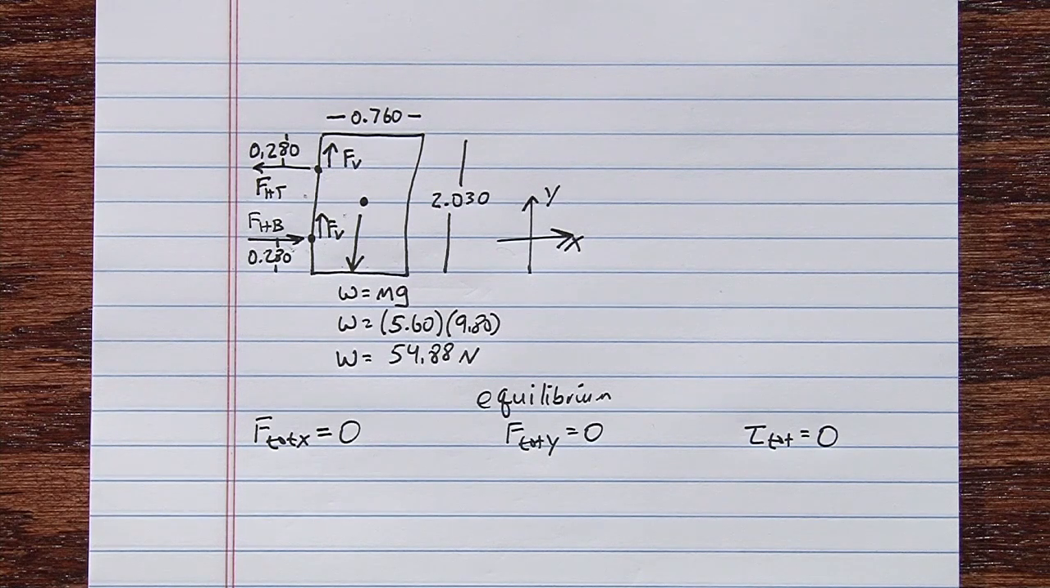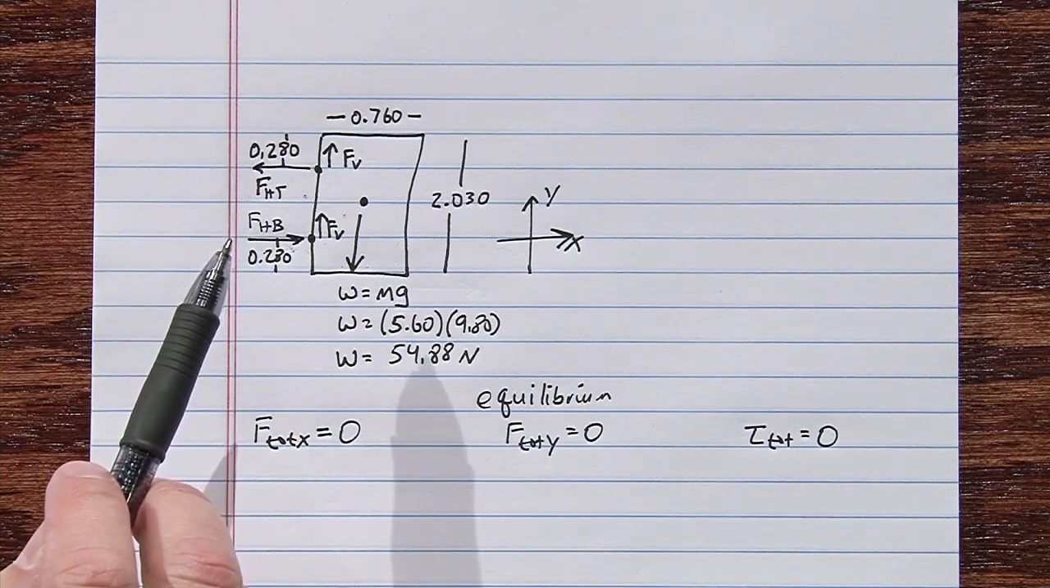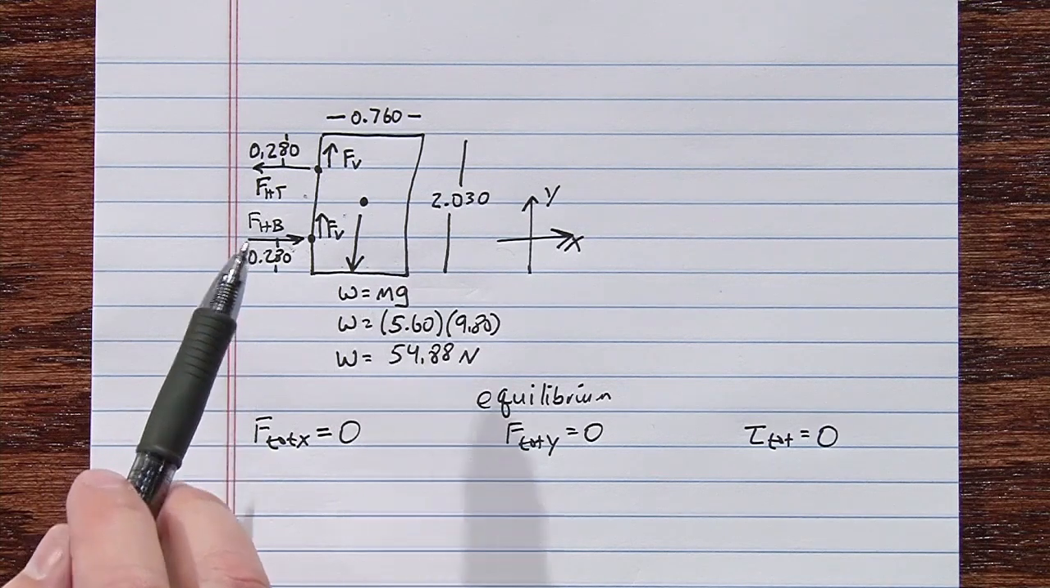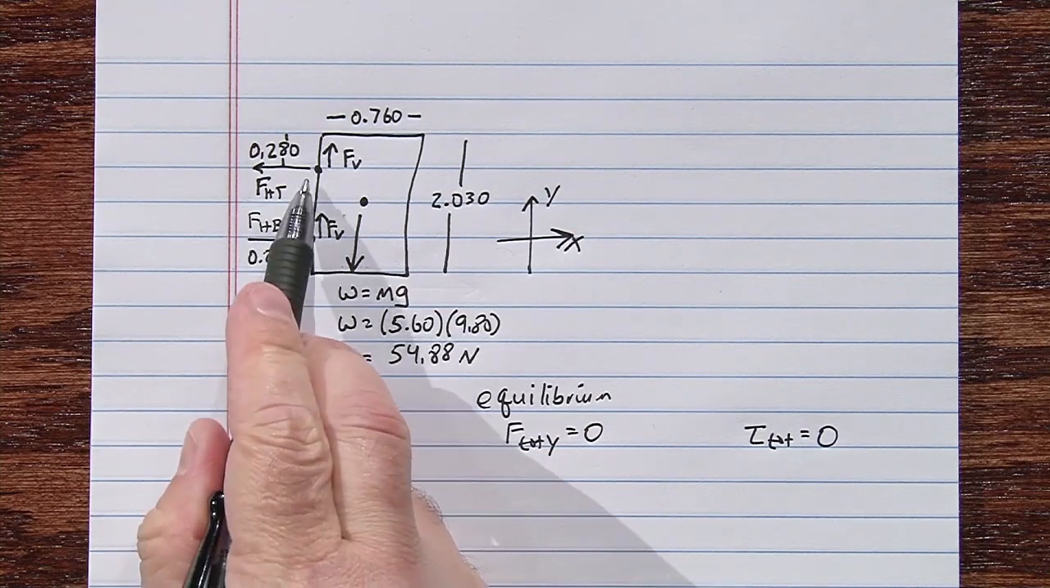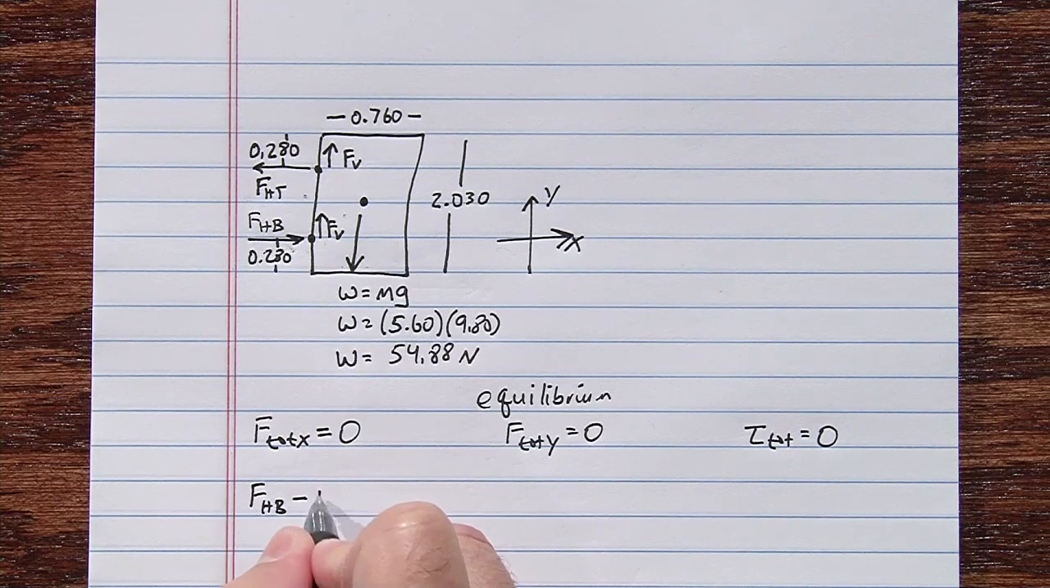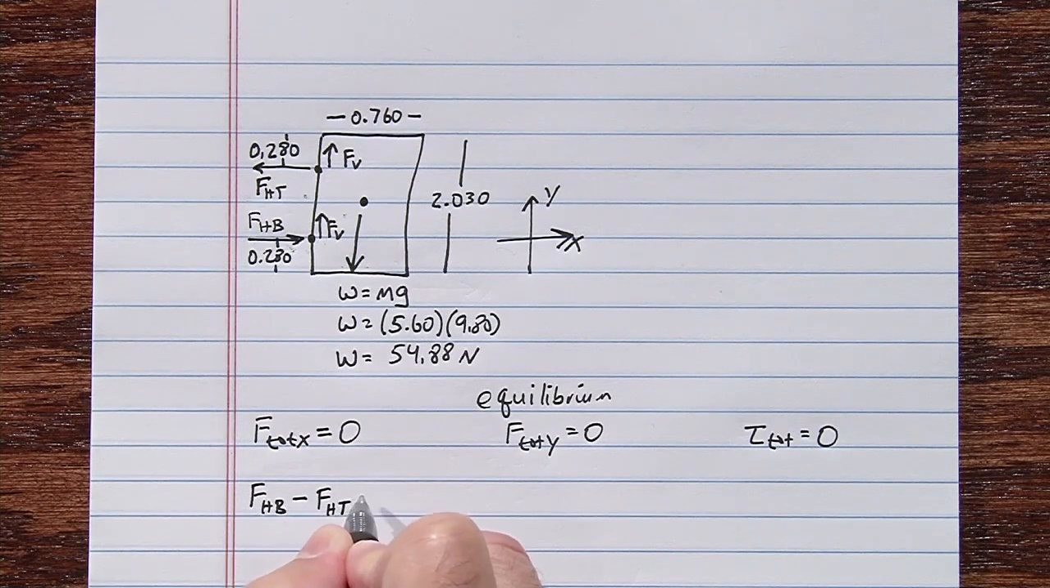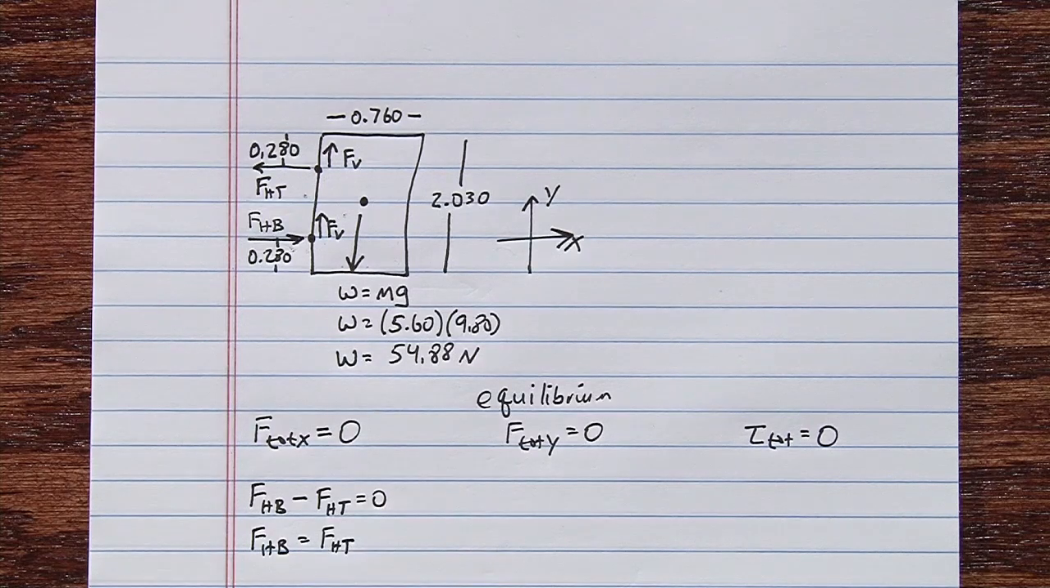Force total X is equal to 0. Well, what are my forces in the X direction? I have force hinge bottom, FHB, in the positive X direction, and force hinge top in the negative X direction. So that would be minus force hinge top, and that must equal 0. So that tells me that the magnitude of force hinge bottom is equal to the magnitude of force hinge top. So they're equal in magnitude. But it doesn't tell me what that magnitude is. I'll have to get that from another equation.